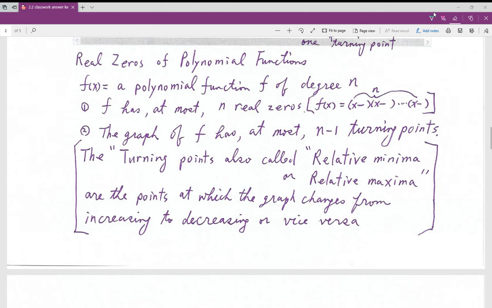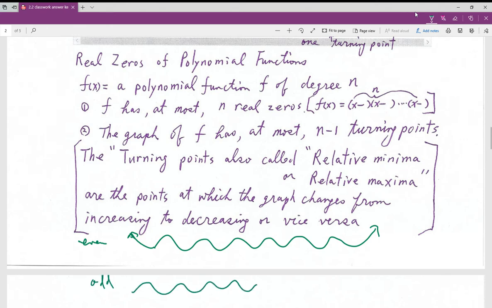At most means sometimes when you have a duplicate, then you have these zeros. But at the most, we have how many zeros? We keep talking about the same thing. So let me graph for you. So say we have n degree, you have so many zeros at the most, right? And it depends on even or odd. If you have even, it looks like that. If you have odd, then it looks like this, right?